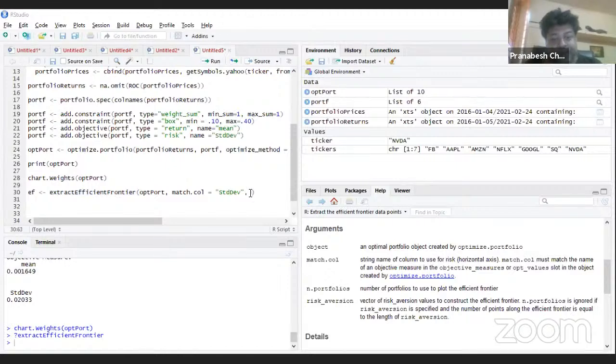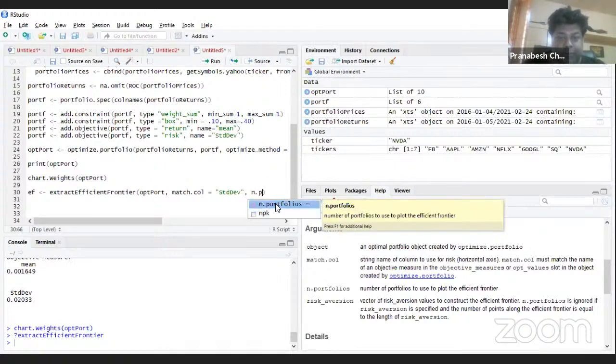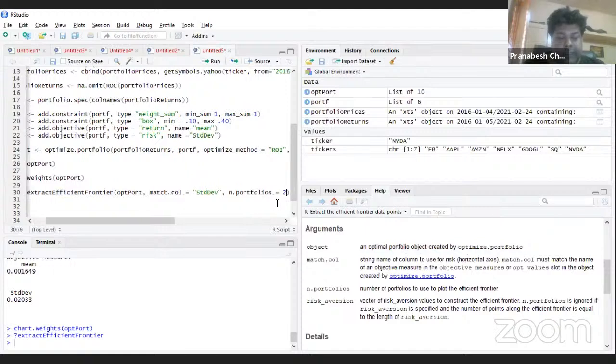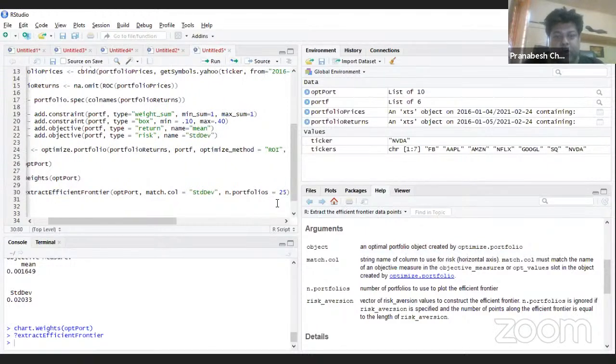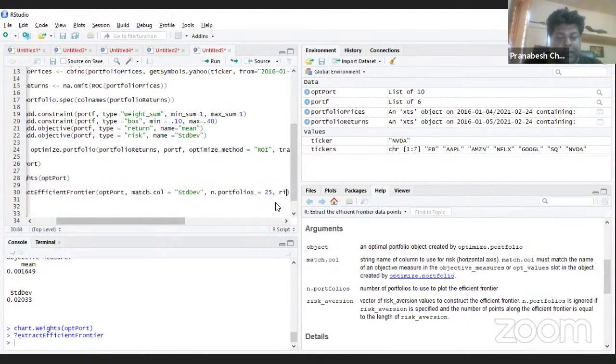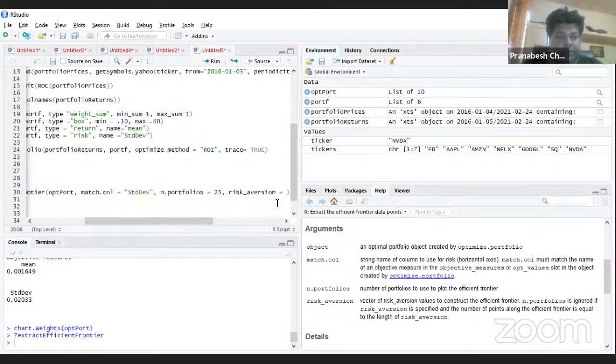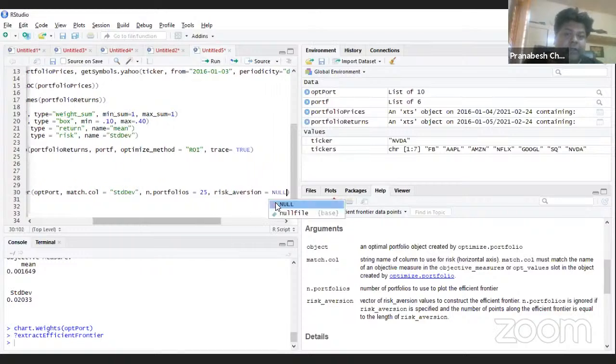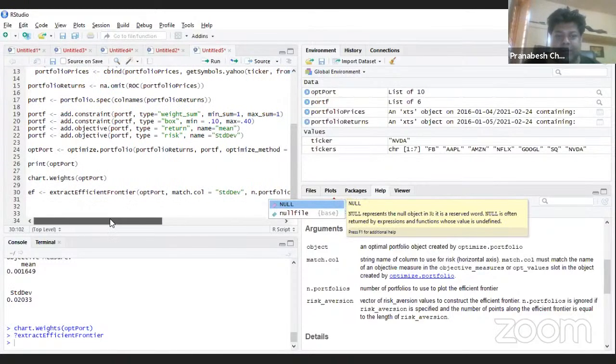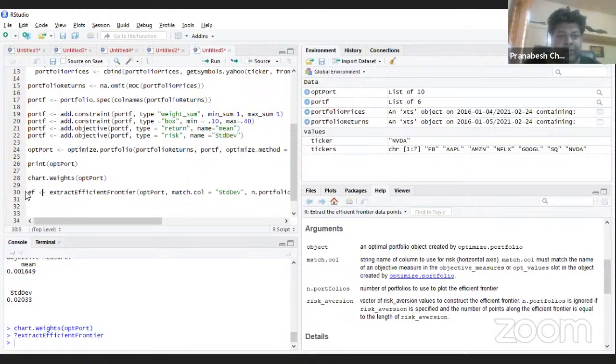And for the number of portfolios, we have to specify how many portfolios we are using. 10 portfolios. Let's take it 25 here. Not more than that, otherwise our system will hang. And risk aversion equals NULL, which means we are not risk averse. Now let's run this and see what it gives us.